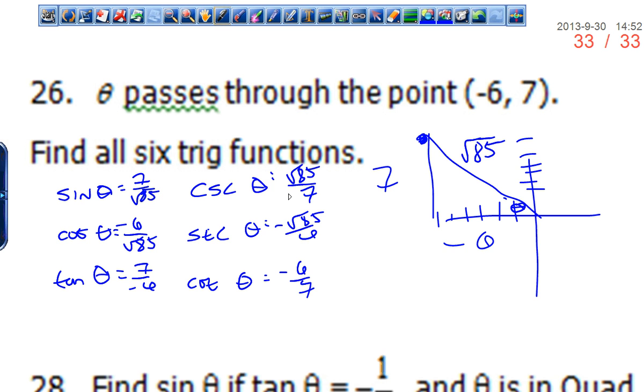And the last piece in this trig puzzle is the exact value.